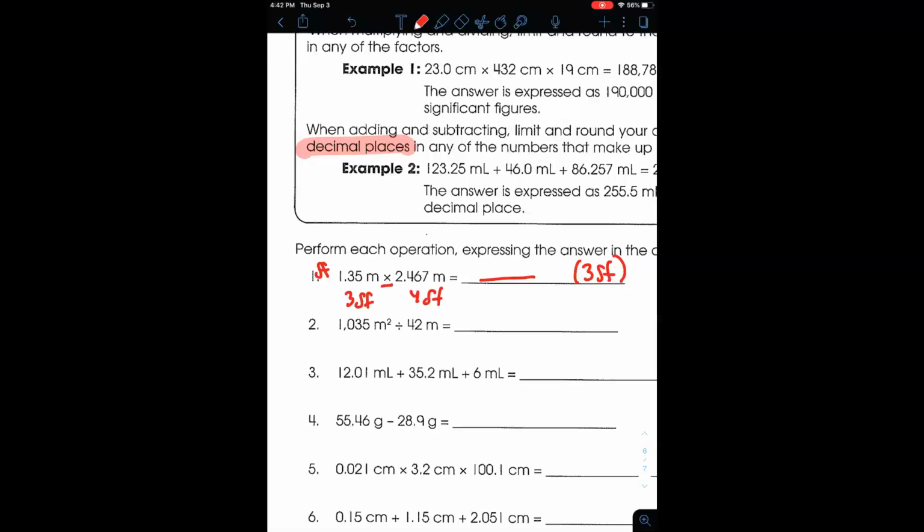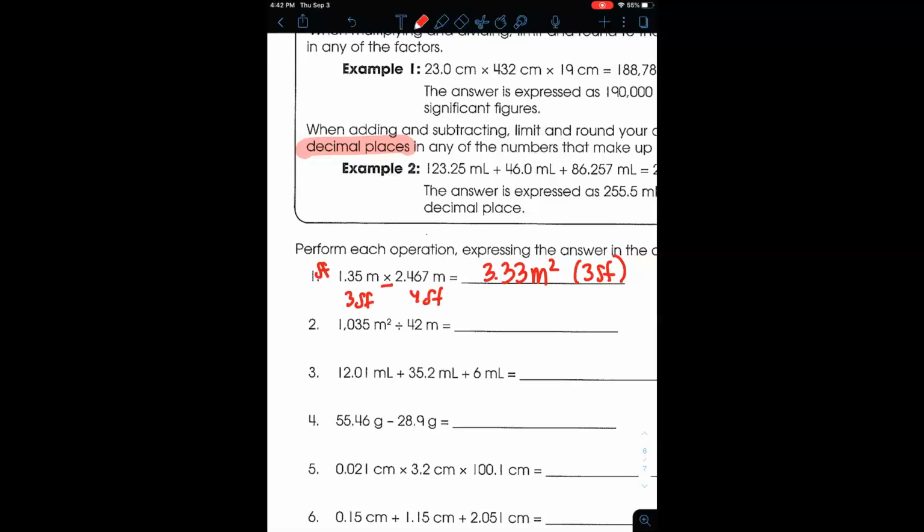It doesn't really matter to me, whatever your process. I personally would do the calculator first, but again, that's just me. So I plug in 1.35 times 2.467, right? And that's going to give me a final answer, and I need to express it in 3 sig figs. So this final answer here is going to be 3.33. And since it's multiplication, I have meters times meters, so that's going to give me meters squared.